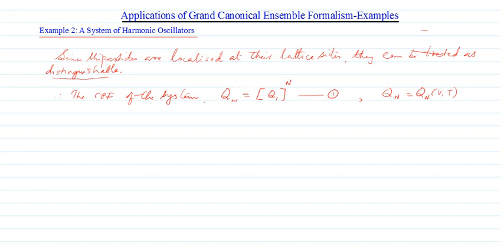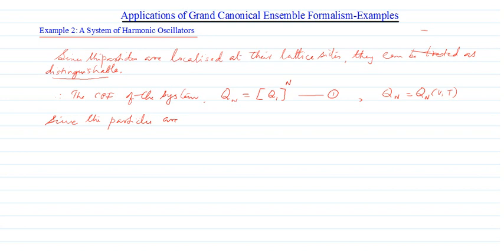That's a notable point. Now since the particles are localized, the partition function Q1 should be independent of the volume available to the system. Is it not? So that is an immediate consequence of this assumption. Since the particles are localized, like an atom fixed in a crystal lattice, the volume of the lattice doesn't make any effect on the degree of freedom of the particular atom.